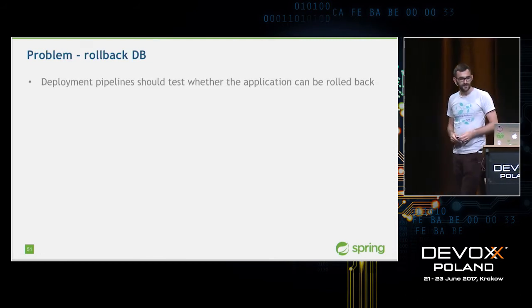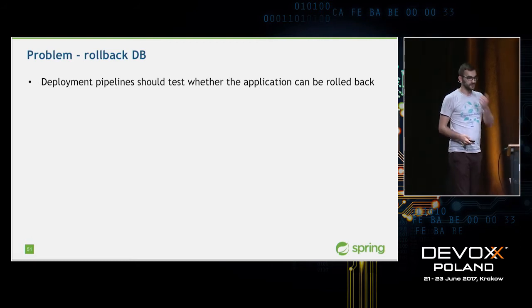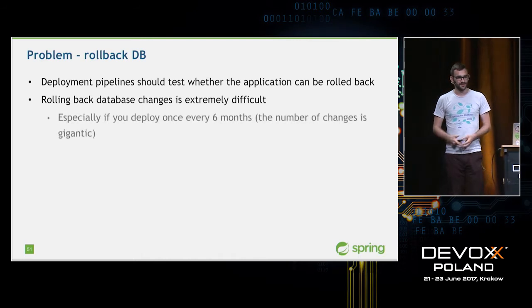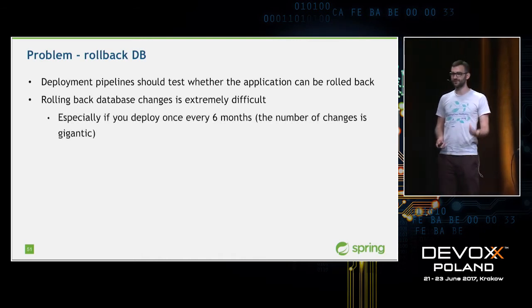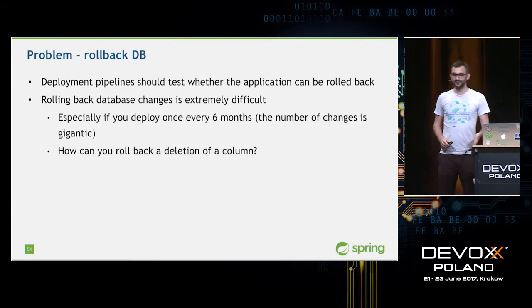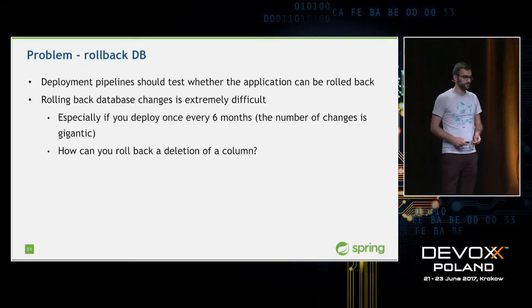Rolling back the DB. We should have in the deployment pipeline some sort of a way to check if we can roll back. But rolling back database changes is extremely difficult, especially if you're doing deployments every 6 months. You have so many changes that it's close to impossible to roll it back. Also, how can you roll back a deletion of a column? You would have to force it somehow so people don't do it, which is a valid thing to do.